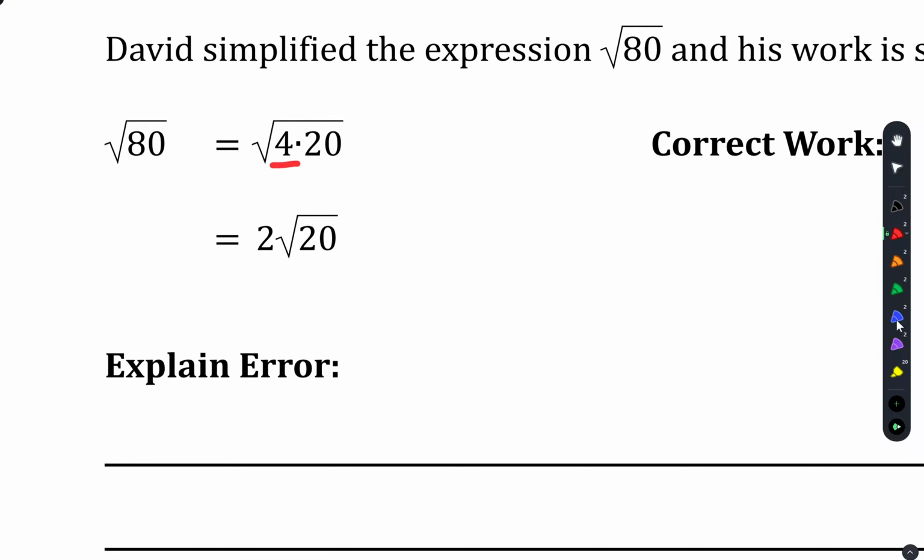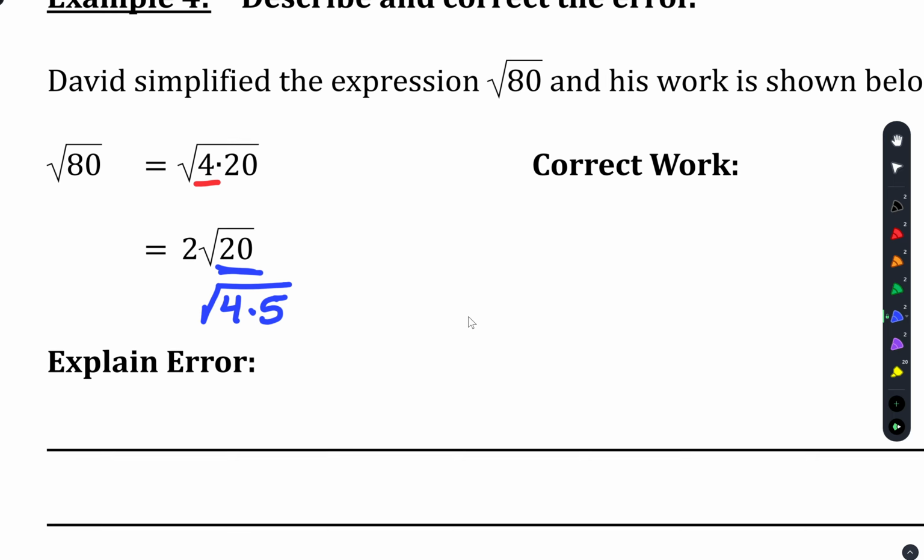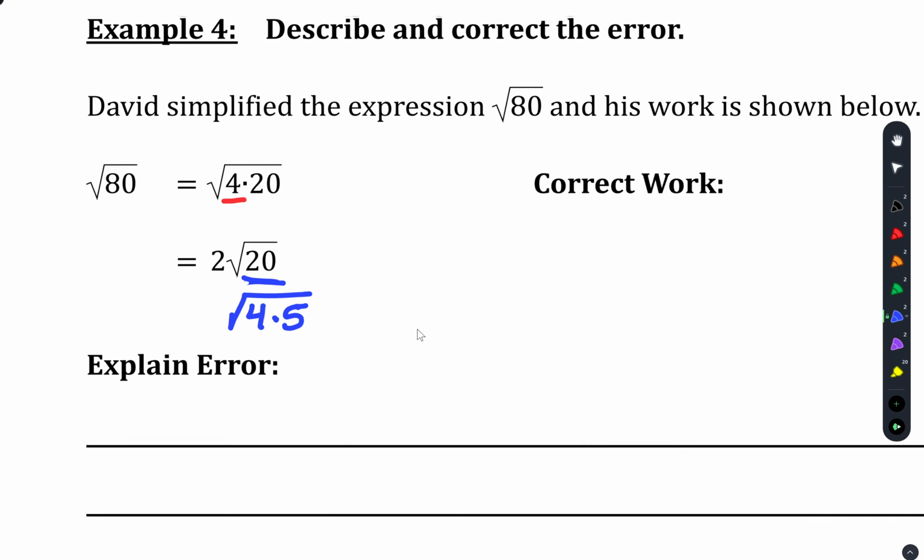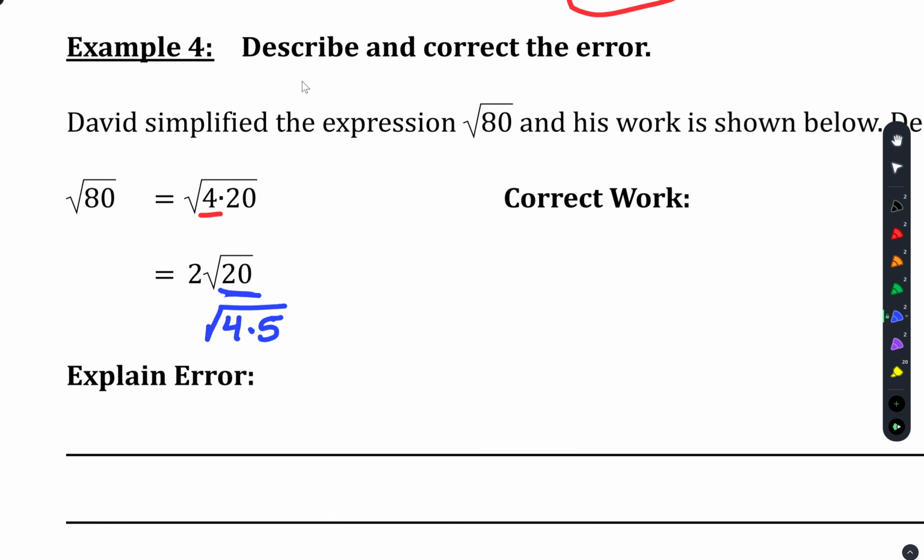Then he stopped there. His problem is that if we take a look at the final answer that David came to, 20 can still be broken into 4 and 5. So I know that David did not finish. I also know that that means that there was a larger perfect square that David could have used. So if I take 80 and I'm going to go through my perfect square factors, I'm going to list them 1, 4, 9, all the way until I get to about 80. And now I'm past 80.